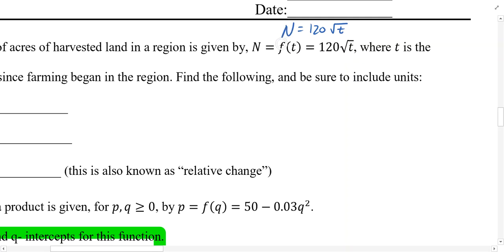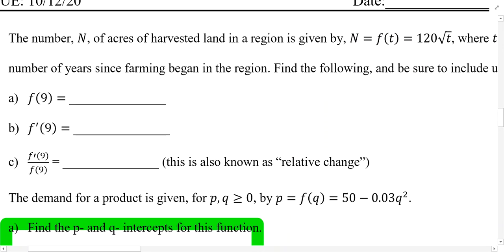And we're just expressing that the number of acres is based on some equation, some function that depends on time. So when we ask you to evaluate f of 9, that literally means to substitute the number 9 in place of t, and that math's not too hard. 120 times the square root of 9, which is 3. So 120 times 3 is 360.